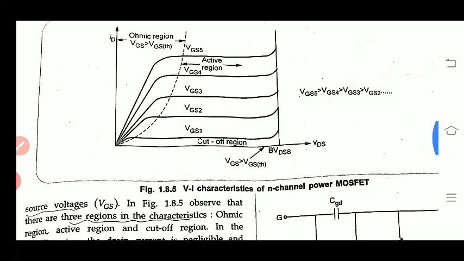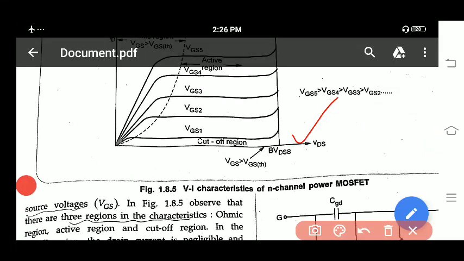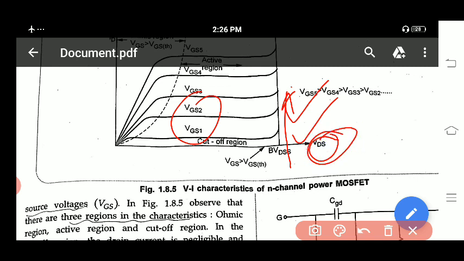Also in this graph you can observe BVDS. This is the voltage up to which your MOSFET can sustain. If you increase your drain to source voltage, this is the VDS, more than this while keeping your VGS off, in that condition your MOSFET will be damaged. It means how much drain to source voltage your MOSFET is able to handle without any damage. That is nothing but BVDS.